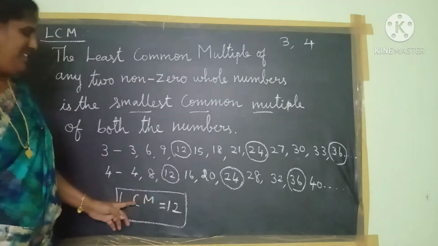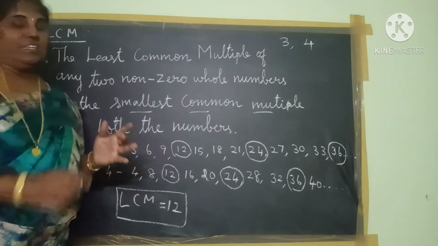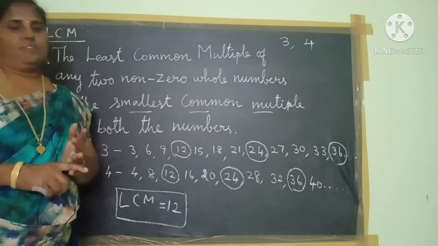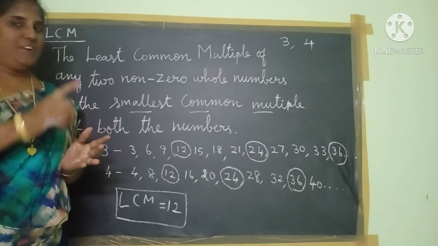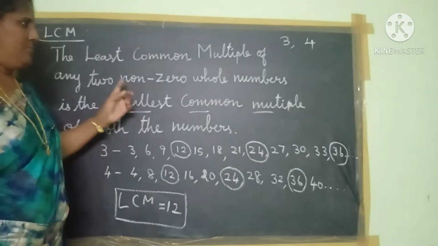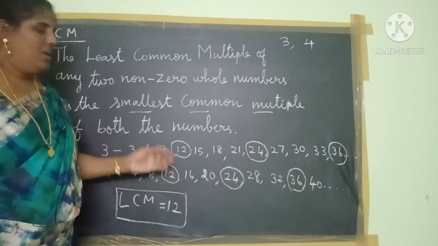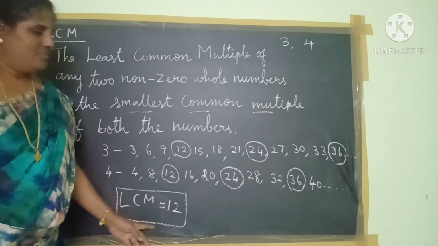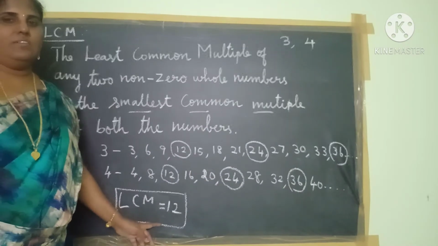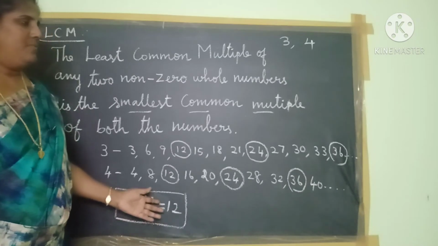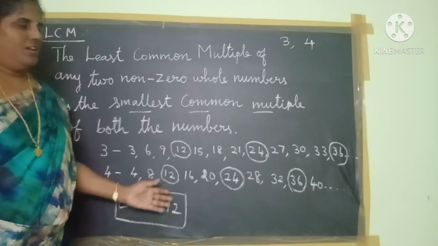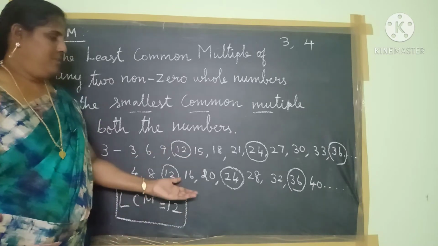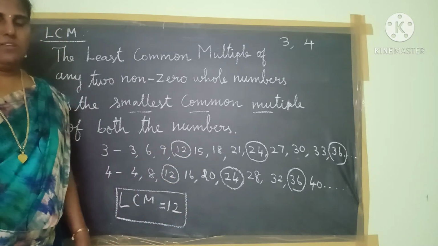Okay children? So in HCF, we have to find the highest common divisor, that is factor. But in LCM, we have to find the smallest common multiple, that is a table. Okay children, let us see the next one: how to do the same with the division method. Let us see the next example.